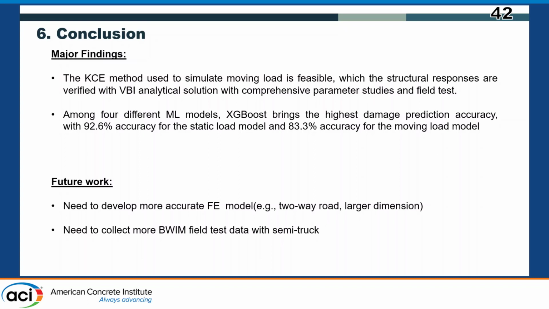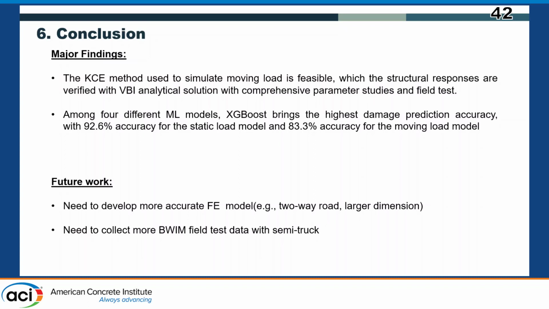First, we need to develop a more accurate FE model. More accurate, because for now, as you can see, I just showed you one-way moving node. But actually, there are two-way or four-way. And we will try larger dimensions and maybe put in different girders and rebars to get our model close to an actual bridge design. And the other is we need to collect more BWIM field test data.